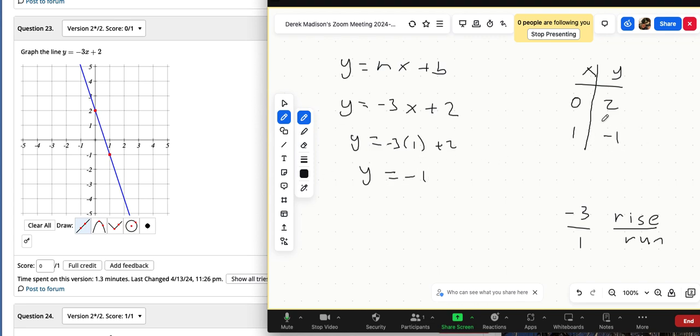If you look, those are the exact same points. When x was 0, algebraically, I get y is 2. When x is 1, it comes out negative 1.